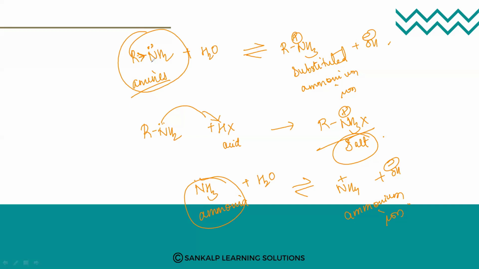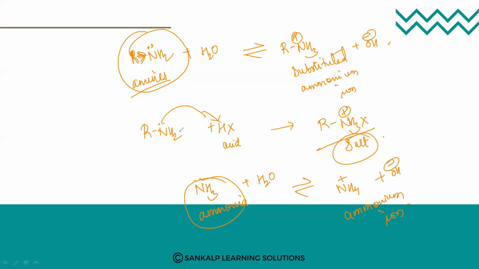So there is a presence of electron donating group. The alkyl group is an electron donating group, so it gives electrons to the ammonia. Because of this, the electron density on the nitrogen atom will increase, and the lone pair of electrons on the nitrogen is easily available for donation or protonation. So this is about your alkyl amine.